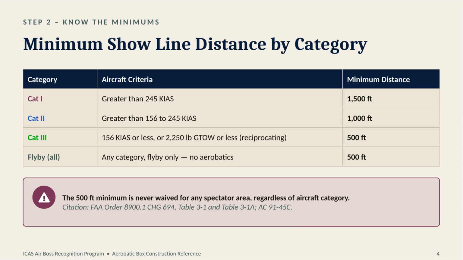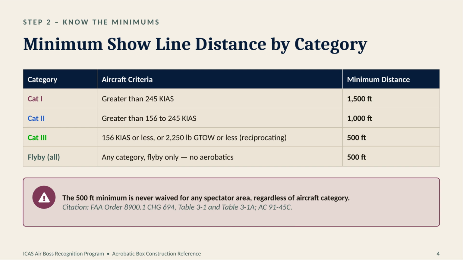This table is the one you should have memorized cold. Category 1, aircraft faster than 245 knots indicated airspeed, requires a 1,500-foot minimum show line distance. Category 2, greater than 156 up to 245 knots, requires 1,000 feet. Category 3, 156 knots or less, or 2,250 pounds gross takeoff weight or less for reciprocating aircraft, requires 500 feet. And a flyby, any category performing a flyby only with no aerobatics, still requires 500 feet minimum.